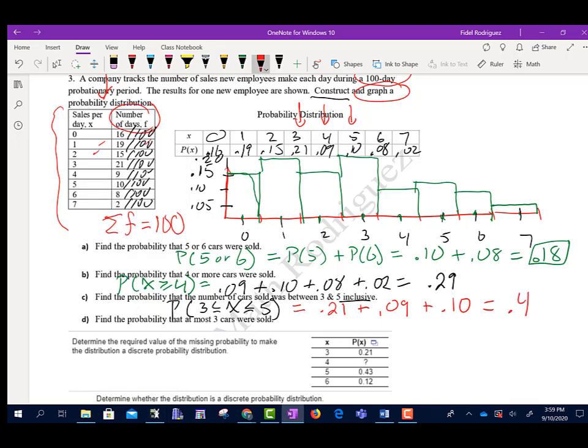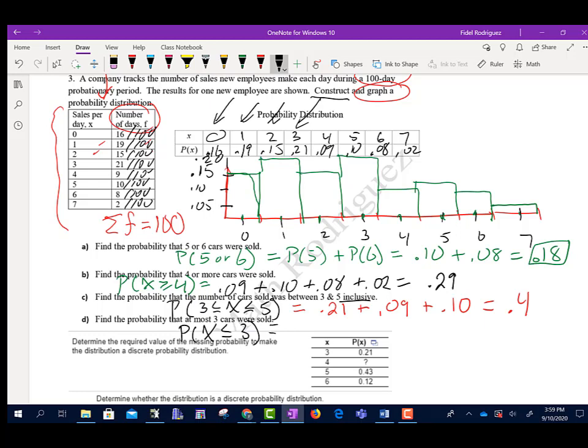And part D says, find the probability that at most 3 cars were sold. Okay, so at most 3 cars. At most 3 cars means that X is going to be smaller than or equal to 3, so no more than 3. So I'm going to look at these here.